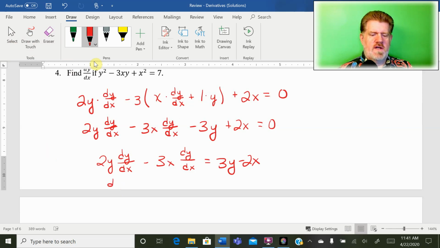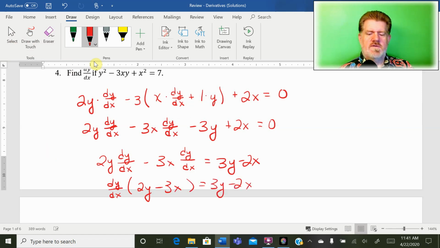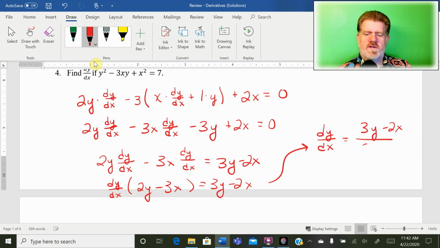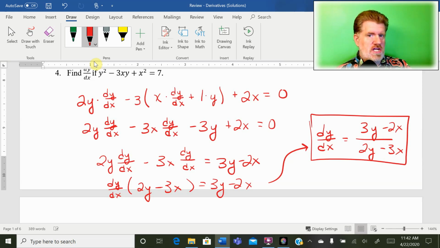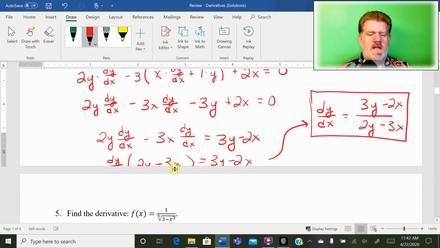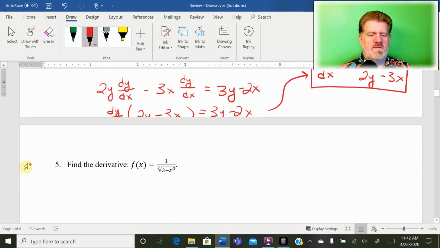So we're going to factor out a dy/dx, which leaves 2y minus 3x. And we'll simplify and put it over here. We'll divide both sides by the 2y minus 3x. Nothing else you can do. That's the derivative. Implicit differentiation. All right? I thought that might happen. That's okay. You can kind of see what happened here.